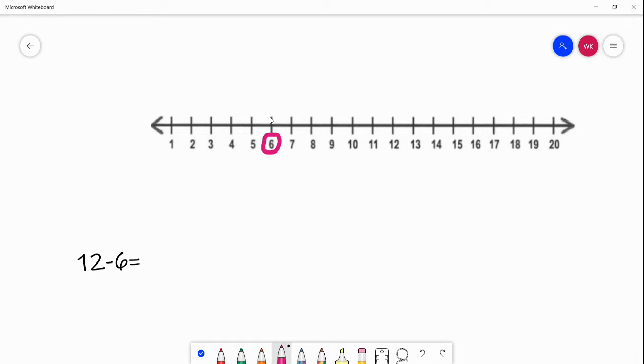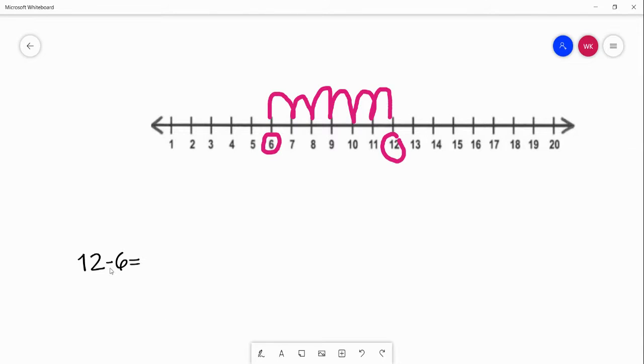So we're going to make little jumps on our number line. So we're going to count 1, 2, 3, 4, 5, 6. And we landed on our 12. And we jumped 1, 2, 3, 4, 5, 6 times. So that means that 12 minus 6 equals 6.